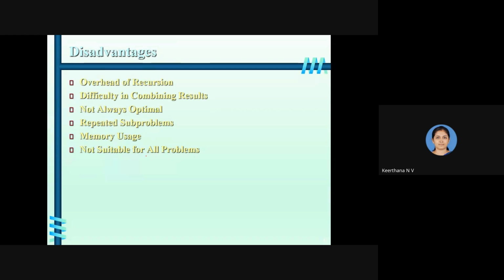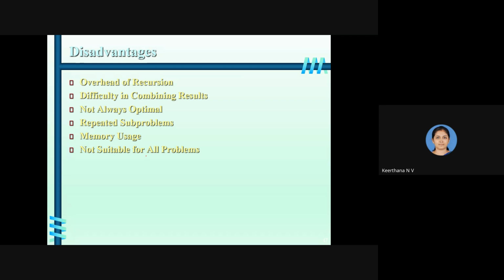In divide and conquer, you are applying a repetitive procedure on your subproblems. Some of the divide and conquer algorithms may end up solving the same subproblem multiple times if not carefully designed. For example, in dynamic programming, which will be discussed in the afternoon session, divide and conquer is not very suitable.